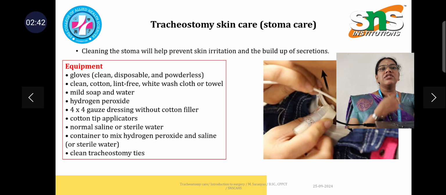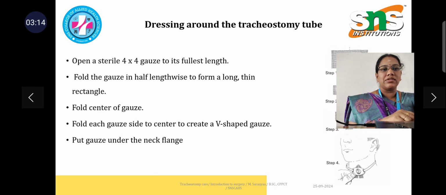Tracheostomy skin care. Stoma care is very important. Why? Because it can cause an infection. So here are the equipment and protocols needed to do proper care. You need gloves, clean cotton, a lint-free white washcloth or towel, mild soap and water, hydrogen peroxide, gauze for placement at the stoma, and cotton tip applicators for cleaning the stoma. Also a container to mix the hydrogen peroxide and saline, and clean tracheostomy ties can be used.